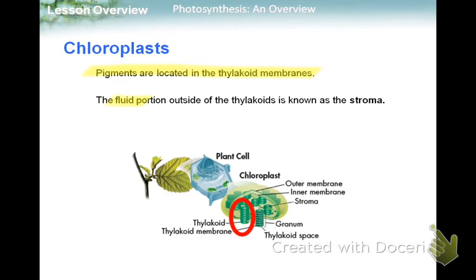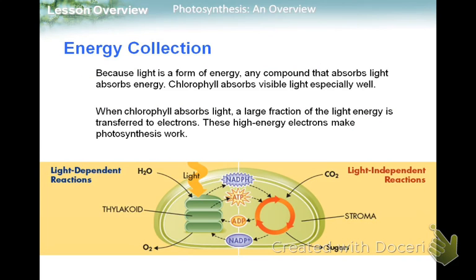The space, or the fluid portion outside of the thylakoids, is called the stroma. So I'm going to have you think about the word space, because it begins with an S. The stroma is the space between the thylakoids, or between the grana. Because light is energy, any compound that absorbs light also absorbs energy. Chlorophyll absorbs visible light especially well. When this happens, the light energy is transferred to electrons, and these high energy electrons drive photosynthesis.